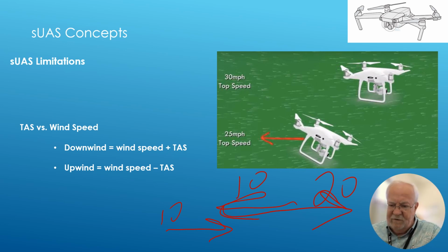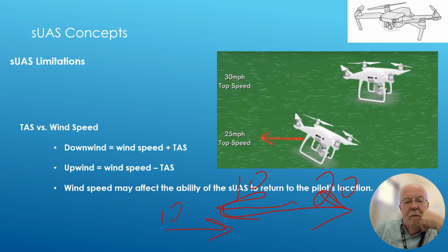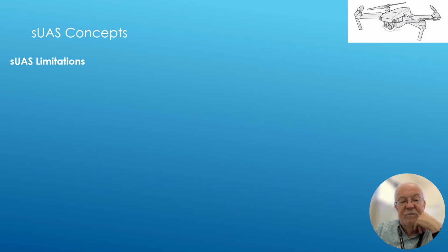If we're going to have a mission like that, we might want to position our takeoff position, return to home position, so that we fly into the wind first, do our mission over there, and then you'd have the wind to help carry you back. It's a matter of energy management, basically. Okay, I made a mess of my papers here. Wind speed affects the ability of the UAS to return to the pilot's location, of course.